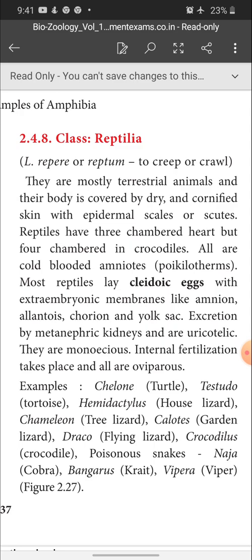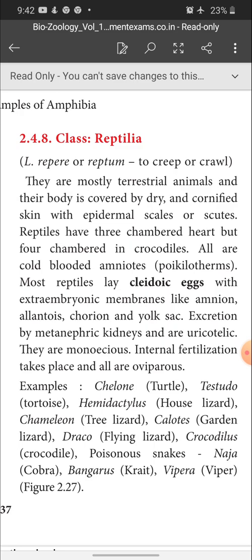Cleidoic egg means what? The eggs are covered by a shell like birds, with extra embryonic membranes like amnion, allantois, chorion and yolk sac. About this we will discuss in detail in the 12th standard reproductive lesson, children, about this extra embryonic membrane. Then excretion is by metanephric kidney.